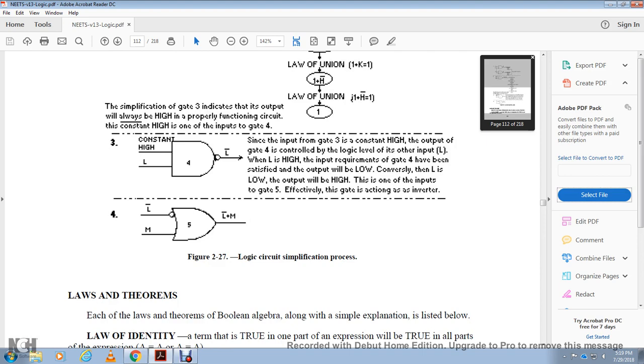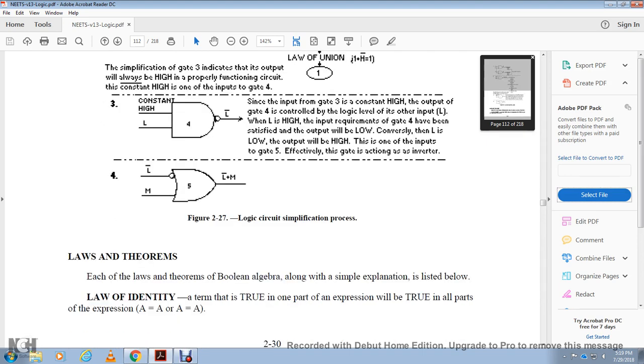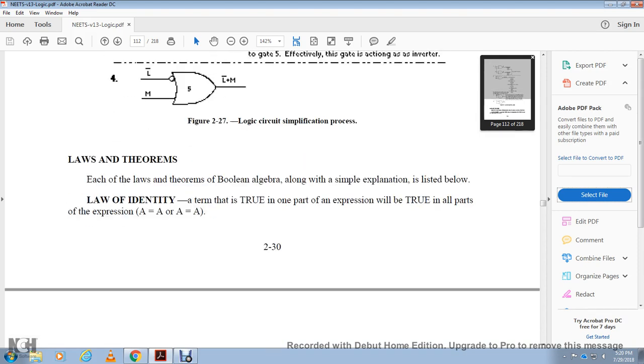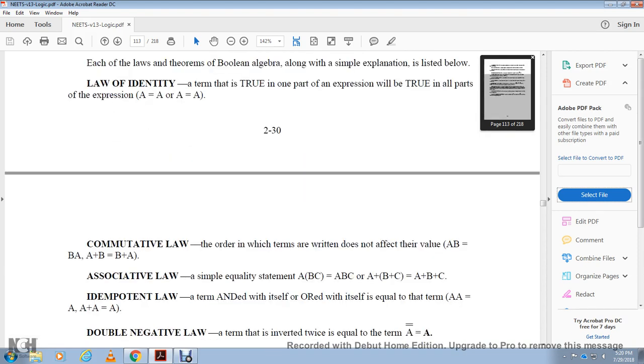All right, the logic circuit for the simplification process. Each of the laws and theorems of Boolean algebra is explained briefly below. The law of identity: the truth of one part of the expression will be true in all parts of the expression, that is A is equal to A. Commutative law: the order of the terms can be rewritten but it does not affect the value, A times B is equal to B times A, or A plus B is equal to B plus A.